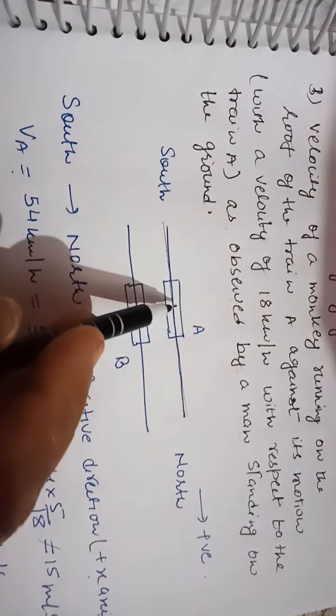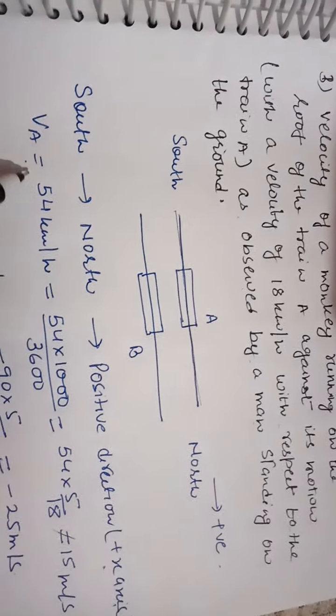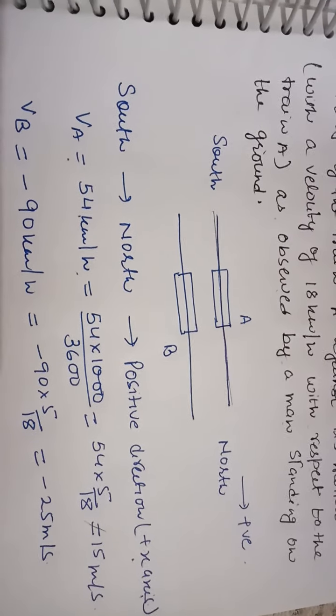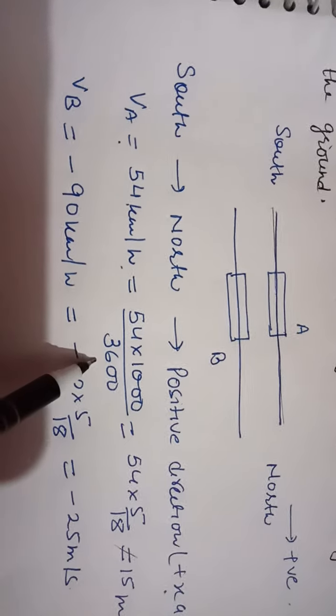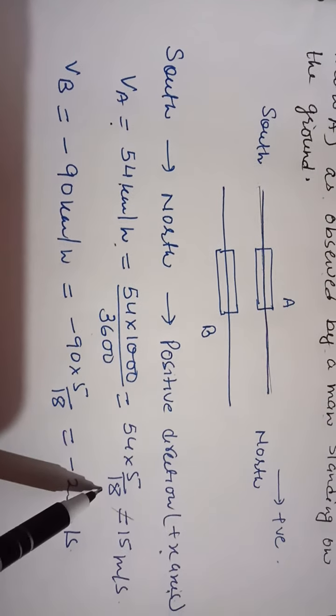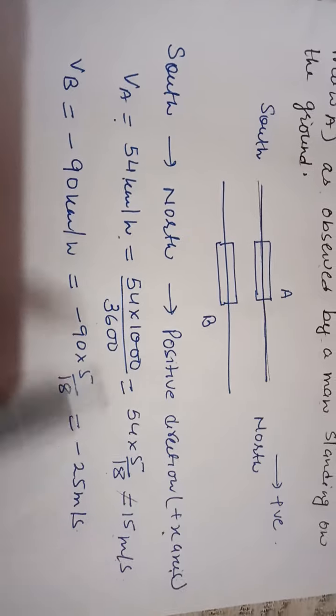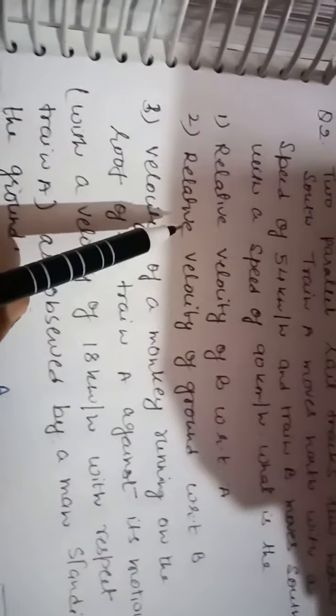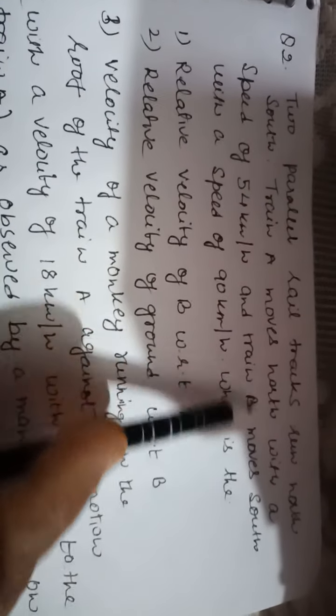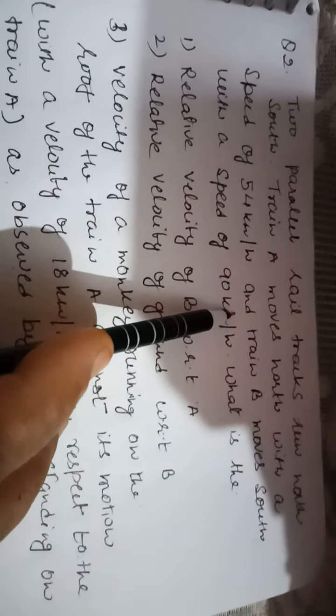Now the actual velocity of train A is given as 54 km per hour. Convert it into meter per second by multiplying by 1000 divided by 3600, which means 5/18, so 15 meter per second. Now according to the question, train A moves with this speed and train B moves south with a speed of 90 km per hour.